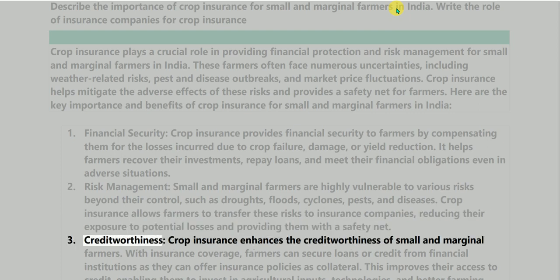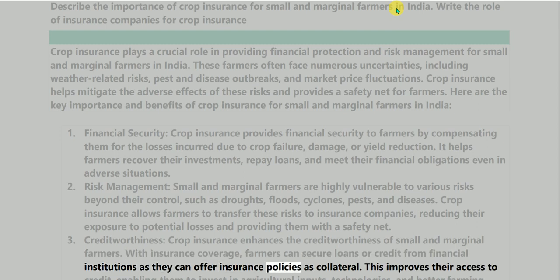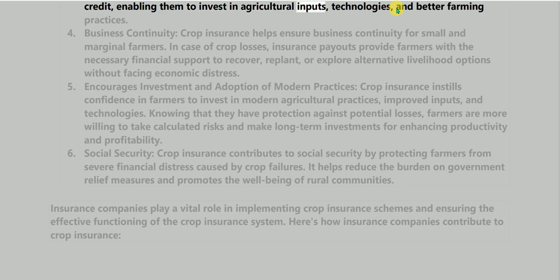3. Creditworthiness. Crop insurance enhances the creditworthiness of small and marginal farmers. With insurance coverage, farmers can secure loans or credit from financial institutions as they can offer insurance policies as collateral. This improves their access to credit, enabling them to invest in agricultural inputs, technologies, and better farming practices.